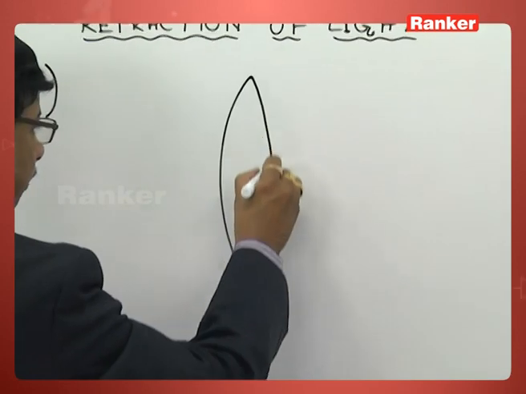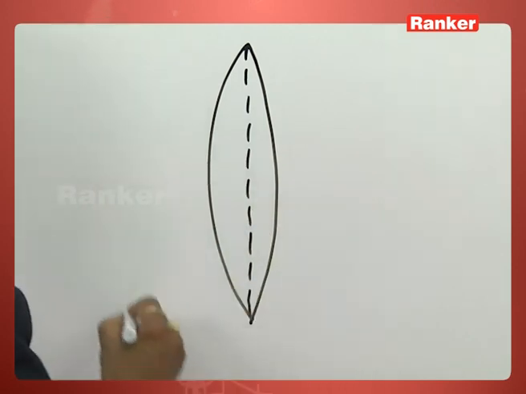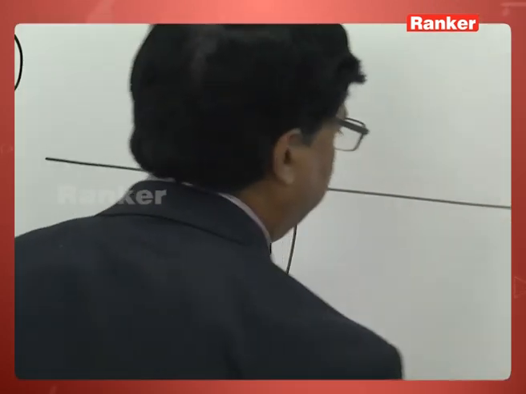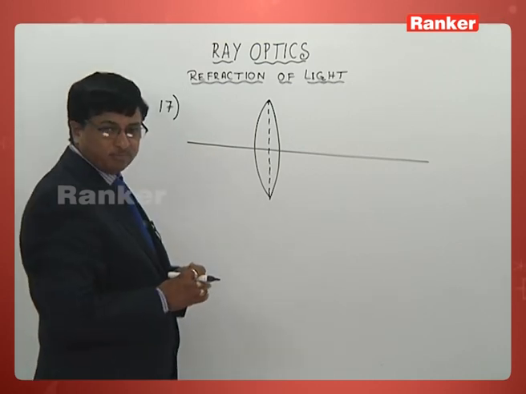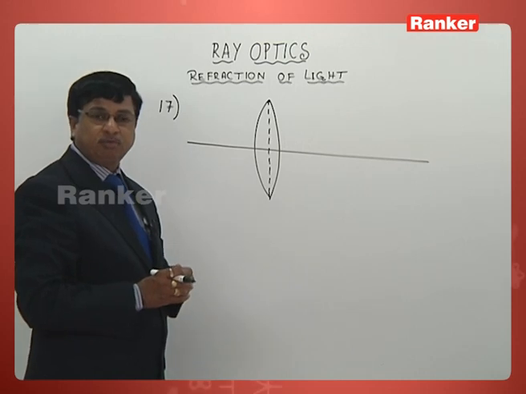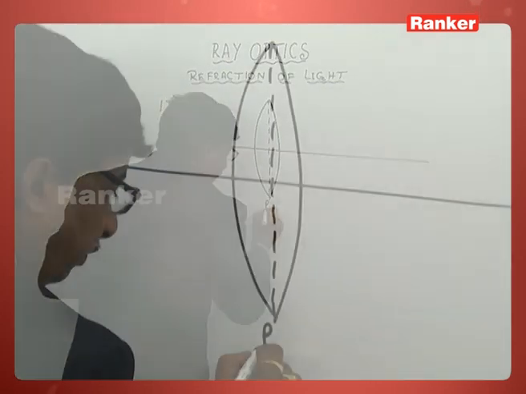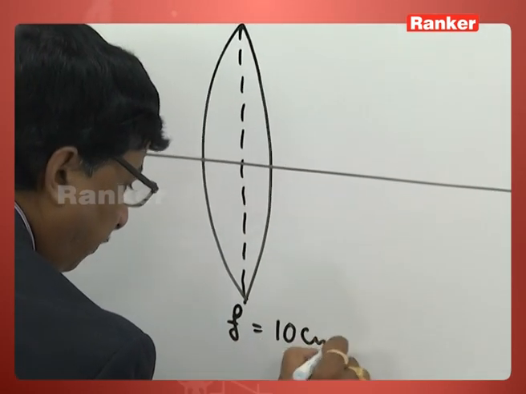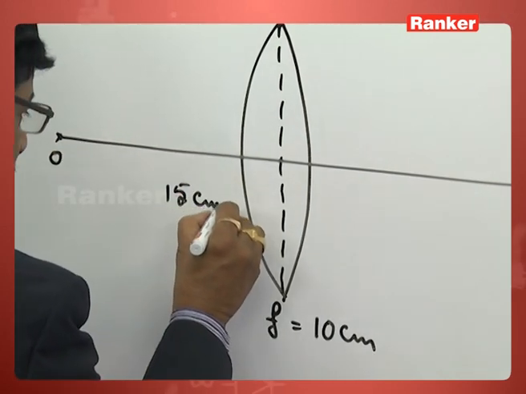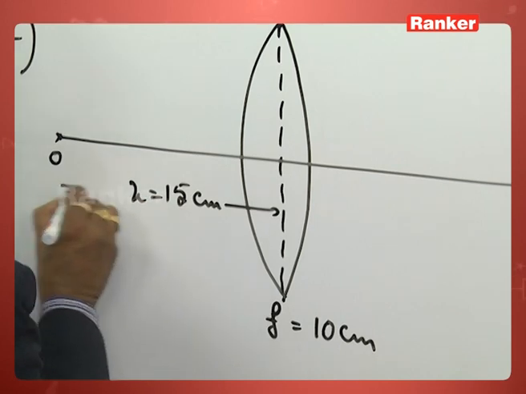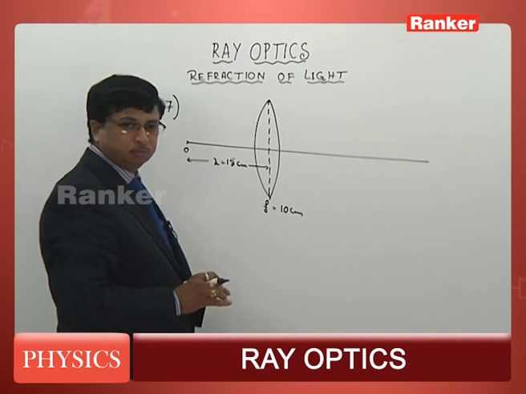There is a convex lens this way. This of course is the line of separation that we used to take, and this one is the principal axis. Now he has given us that an object is placed at a distance of 15 cm from a convex lens of focal length 10 cm. The focal length is given as 10 cm here, and the object distance is given as 15 cm here. That is the value of u.